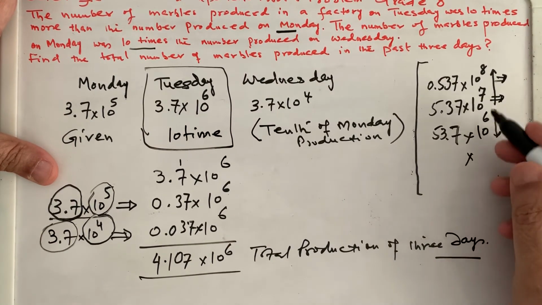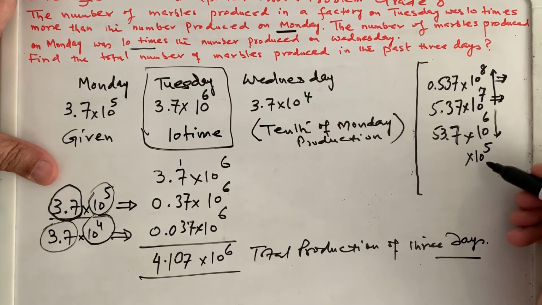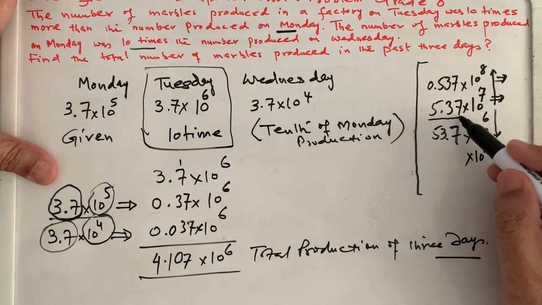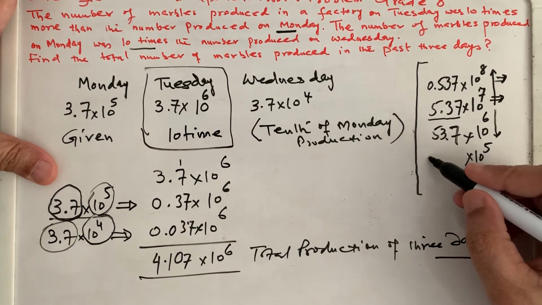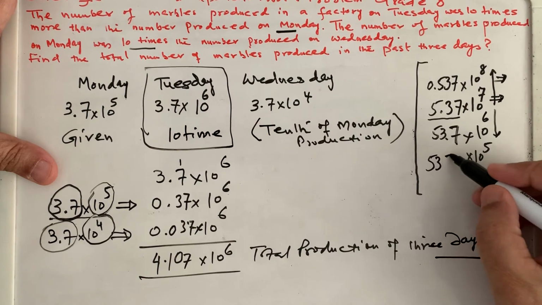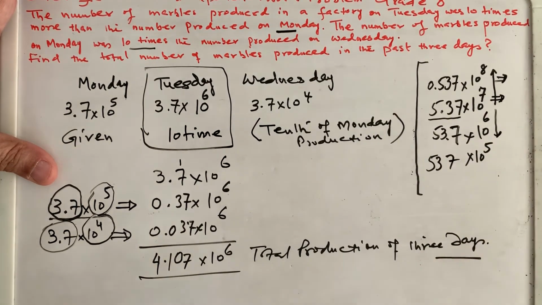If I want to write this as 10 to the power 5, that means I divide the power by 100. Now I have to multiply the number by 100 to keep that digit the same. So my answer will be 537 into 10 to the power 5. In this way, you know how to place the decimal if your exponent is moving from a higher value to a lower value or a lower value to a higher value.